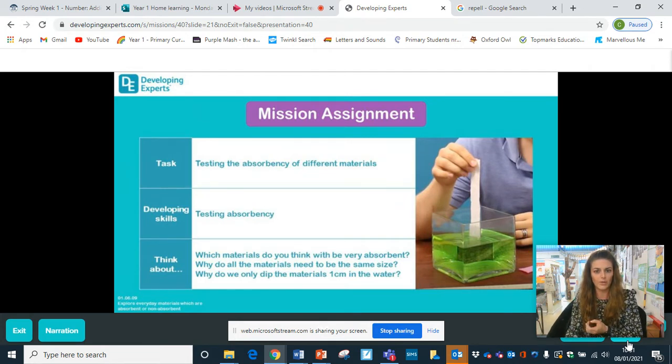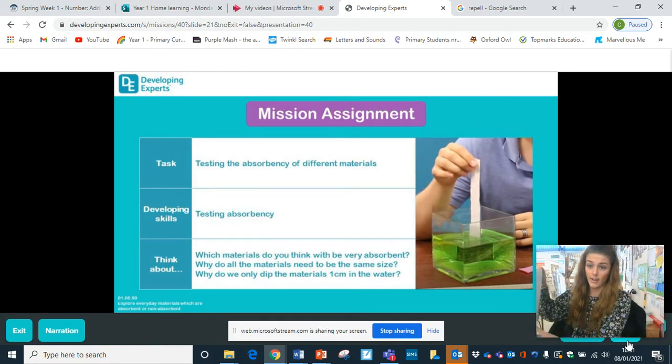Why do all the materials need to be the same size? And why do we only dip the materials 1 centimetre in the water? Okay, so when you're carrying out your test, you need your materials, if you can, to be the same size and to dip them in the same amount, to keep it as fair as possible, so that it's a fair test. Otherwise, the results might be different.